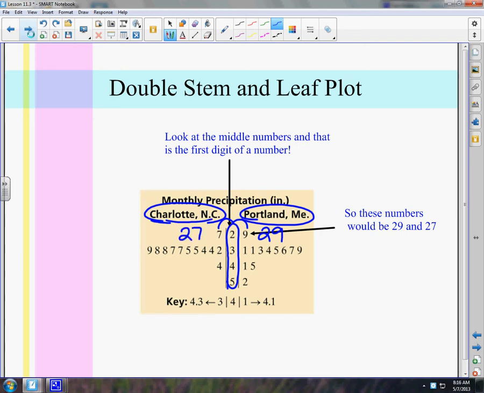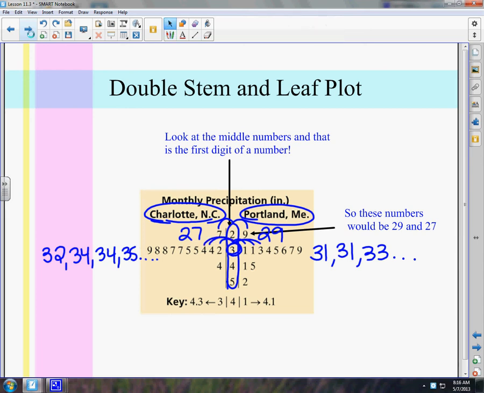And then these would be 32, 34, 34, 35, and so on. And these would be 31, 31, 33, and so on. I take this number and I attach it to all these numbers on both sides. But they're different groups of numbers, so you have to keep them separate. So that's why it's split down the middle.